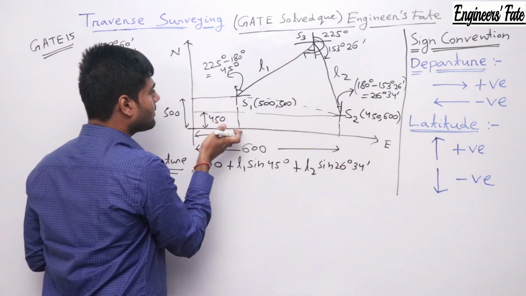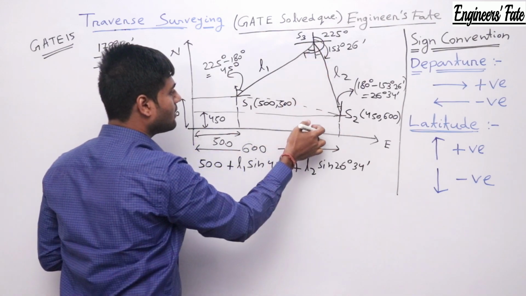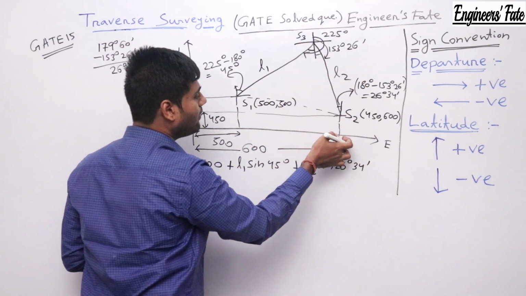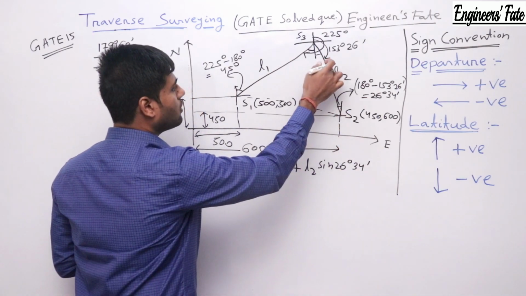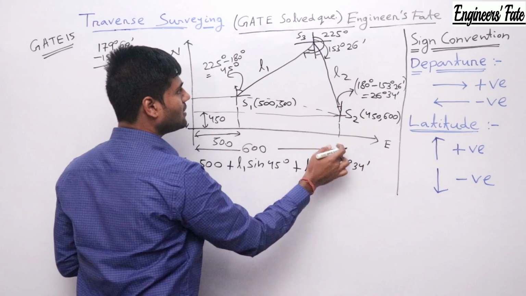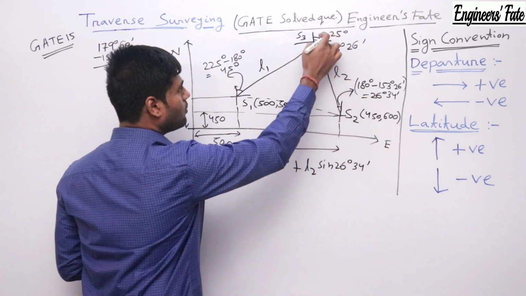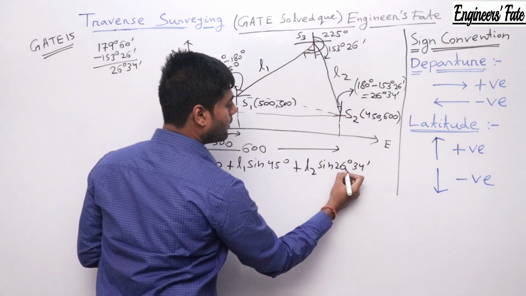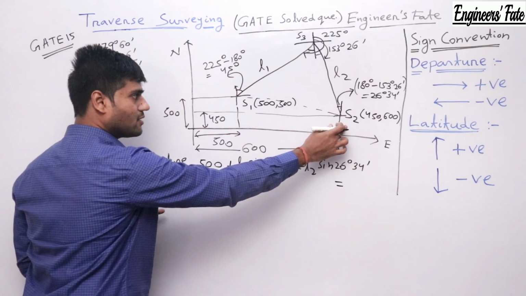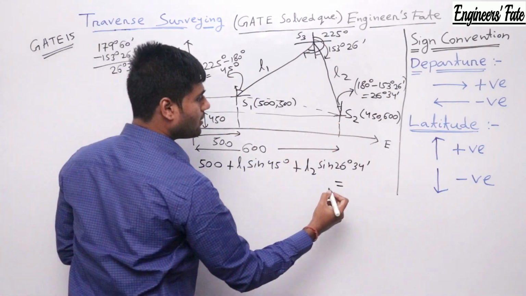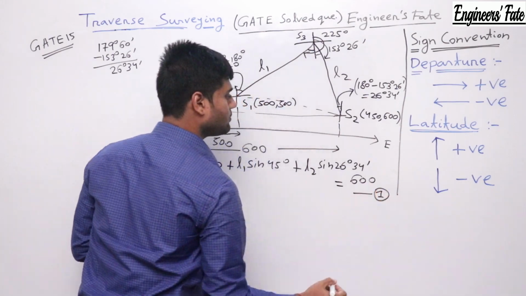I am traveling, I have reached here, again I am traveling, I have reached S3, again I have to travel towards east only so that I can reach S2. So what will be the departure value of this? That is L2, theta is this, so L2 sine 26 degree 34 minute equal to, now I have reached S2. So what is the departure value of S2? That is 600. This is the first equation.